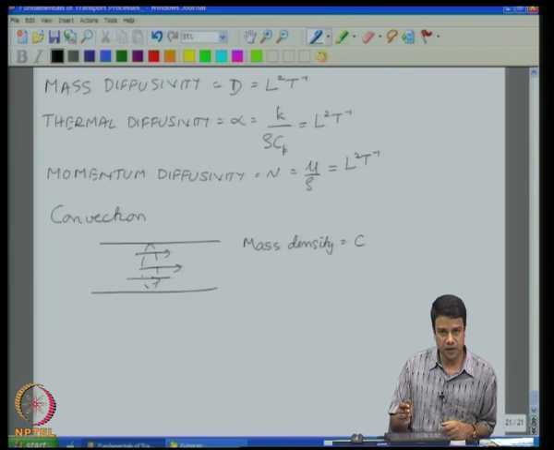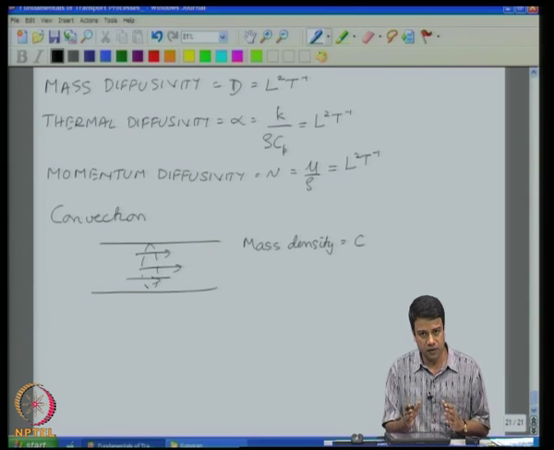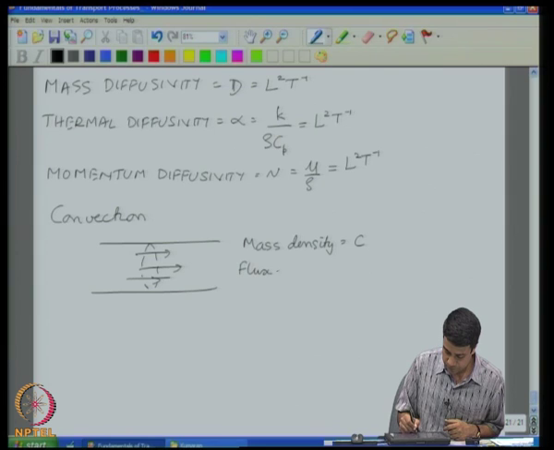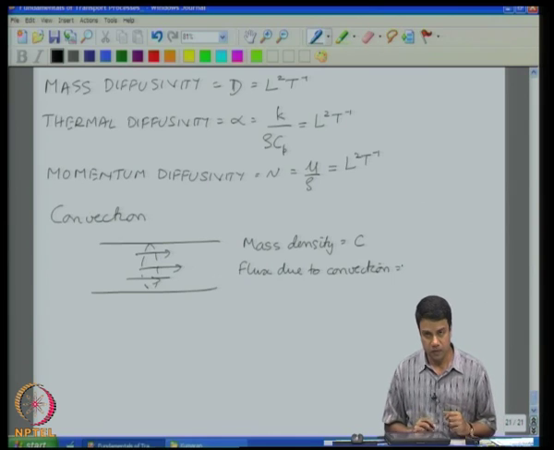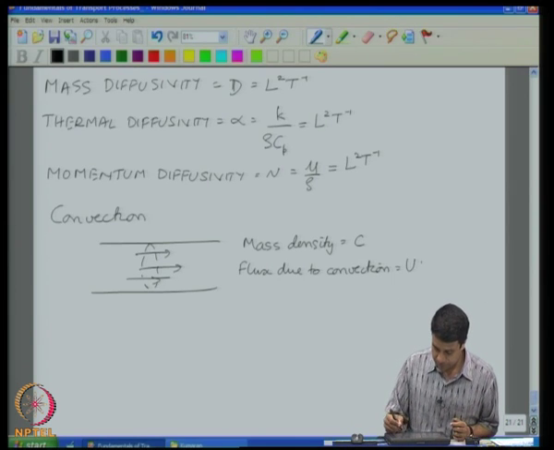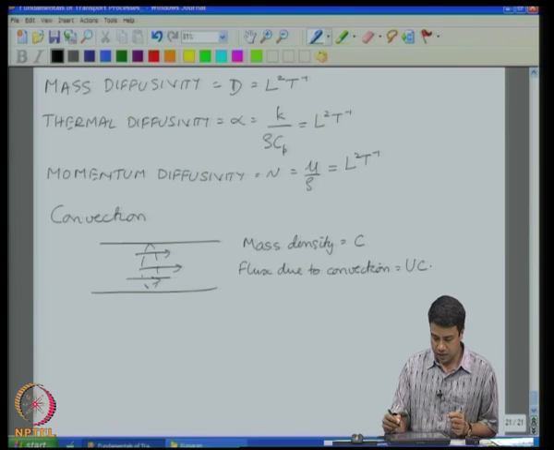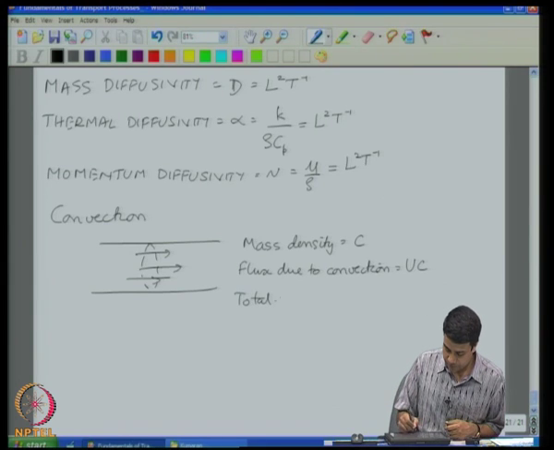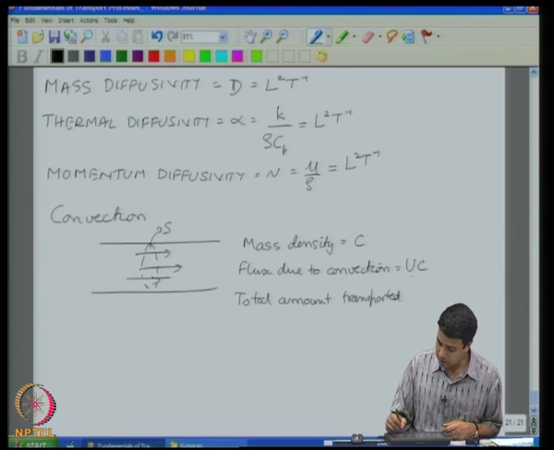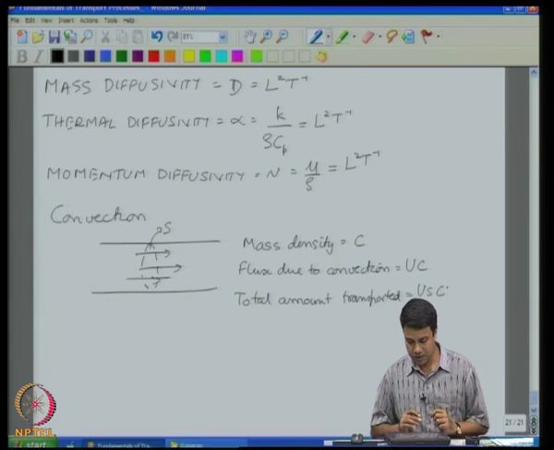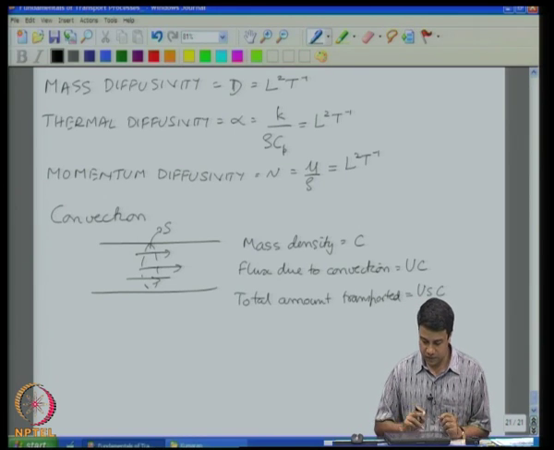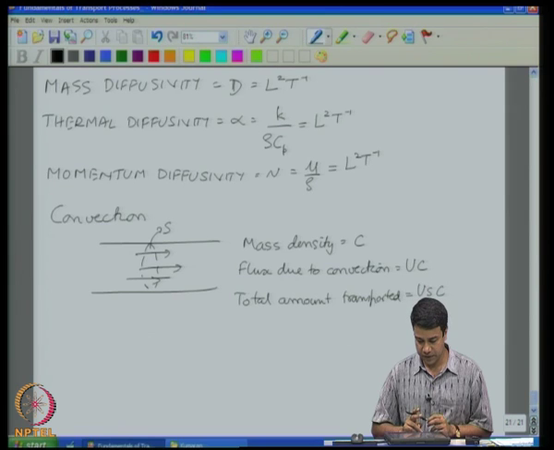The flux of material transported across a surface area per unit time is going to be equal to the velocity times the concentration. That is because the total amount transported, if I have some surface area, let us say S, is going to be equal to the velocity times S times the concentration. And therefore, if I divide by the surface area to get the flux, I will get just the velocity times the concentration.